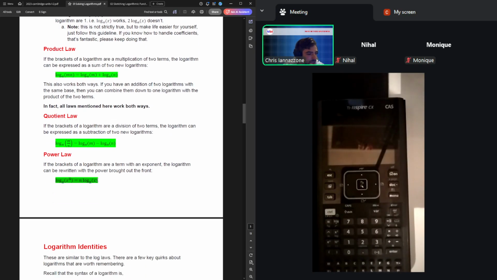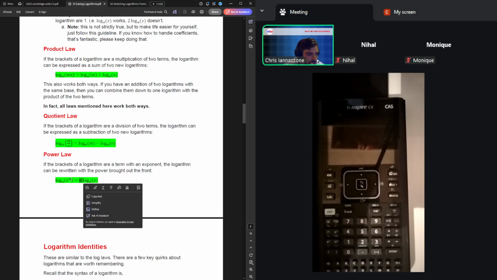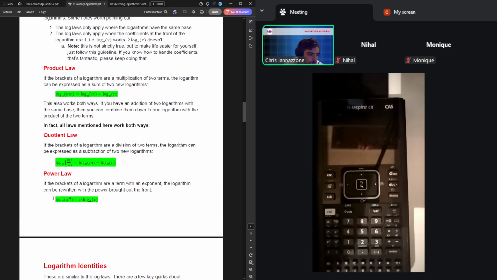The power law is one where you pretty much do it in isolation. Essentially, if you have any coefficients on your logarithm, they can be brought into the brackets as a power of that entire bracket. And vice versa. If you have a power, you can bring it out on the other side. All of these are bidirectional.